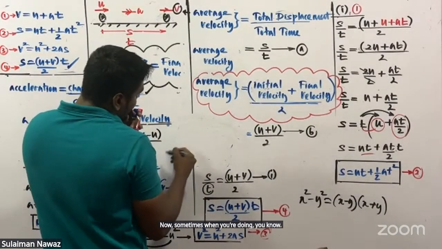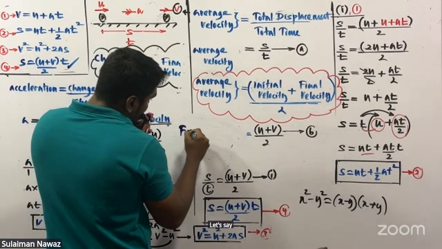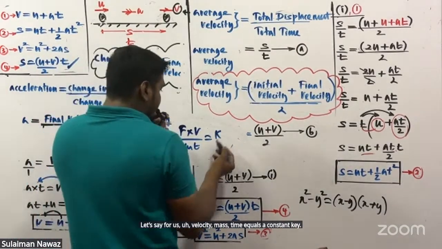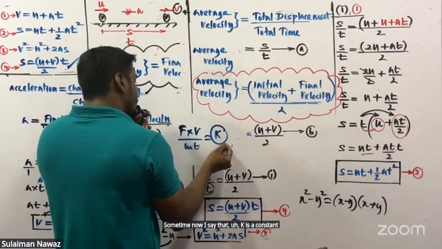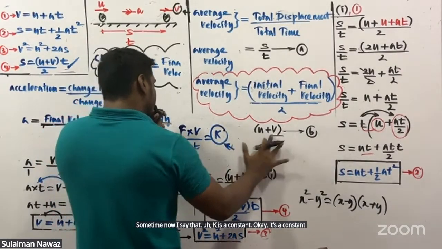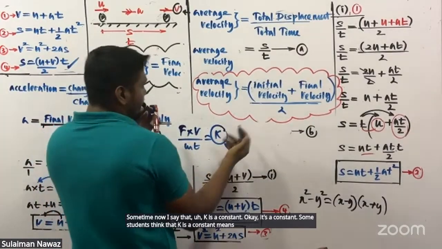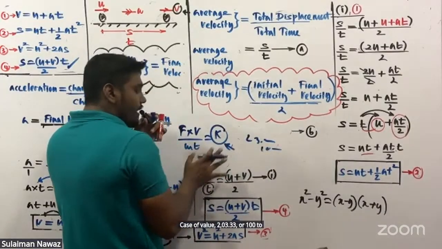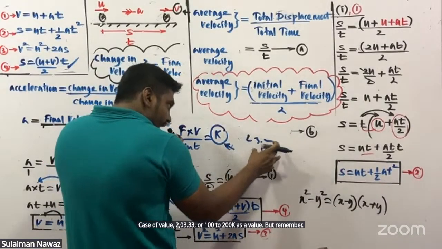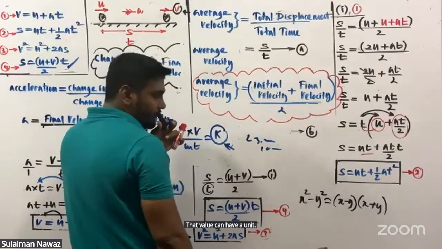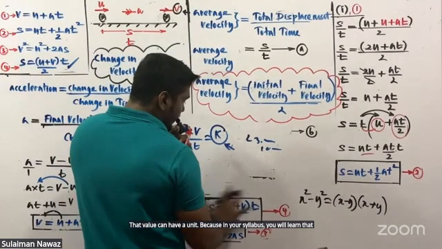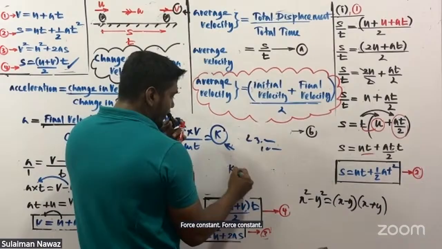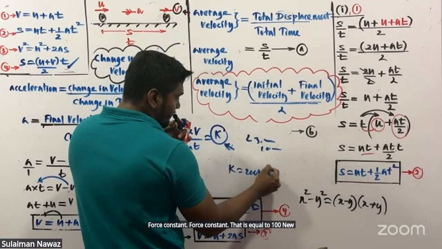Sometimes, let's say an equation: force, velocity, mass, time equals a constant k. Sometimes I say that k is a constant. But some students think that k is a constant means k is just a value, like 2 or 3.33 or 100 or 200. K is a value, but remember that a value can have a unit, because in your syllabus you will learn force constant, which is equal to 200 Newton per meter.